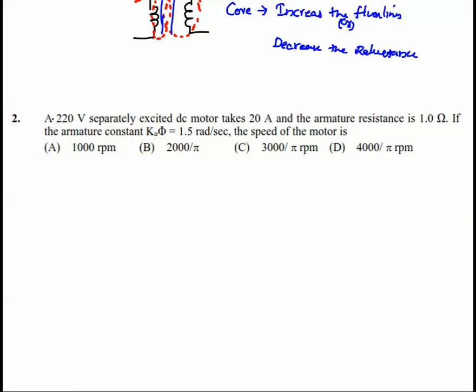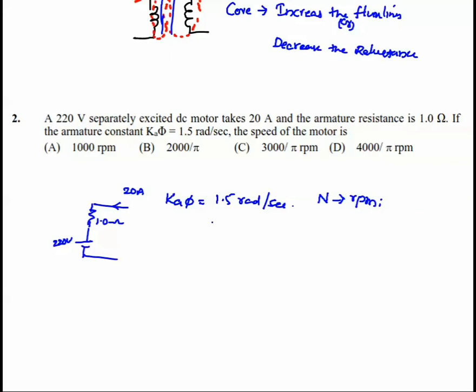is a 220 volts separately excited DC motor takes 20 amps current and has an armature resistance of 1.0 ohms. That is, a 220 volts DC motor with an armature resistance of 1.0 ohms, and it takes a current of 20 amperes, and the armature constant Ka phi is 1.5 radians per second. What we need to find here is the speed, and the speed is in RPM.